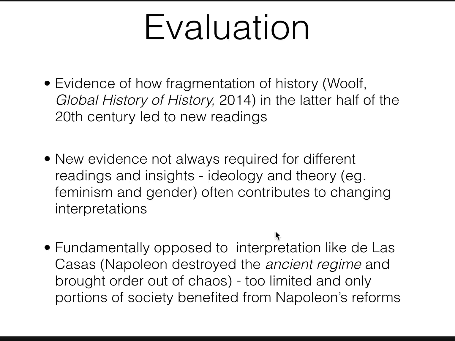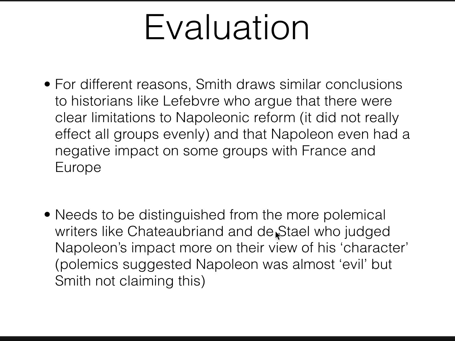Also, I think it's important to point out that Bonnie Smith's conclusion is fundamentally opposed to people like Emmanuel de las Casas. De las Casas was one of the classic figures, basically developing his work in conjunction with Napoleon, and developed the conclusion that Napoleon had destroyed the ancien régime, had liberalized France, developed a new society, brought order out of chaos in Europe and so on. She's arguing that that's a limited view. Napoleon's rule might have helped certain people in society, but in her view, it certainly didn't benefit women in a large way. So that's part of the problem.